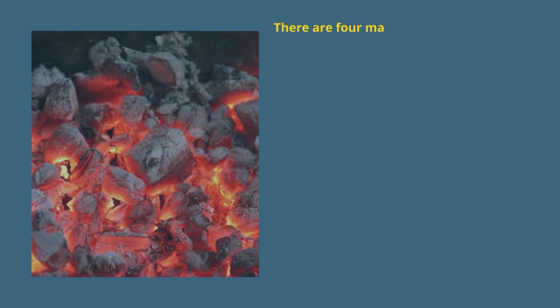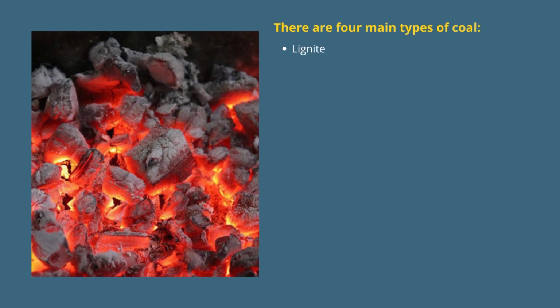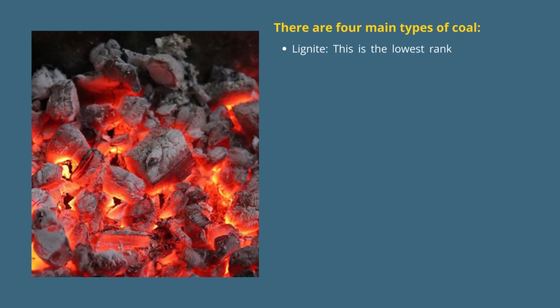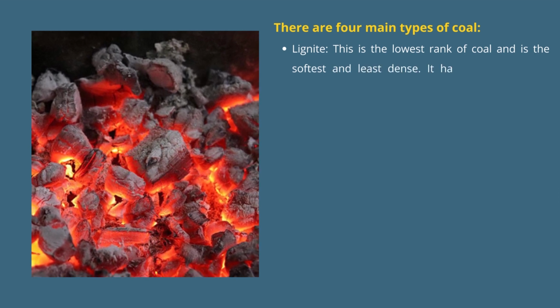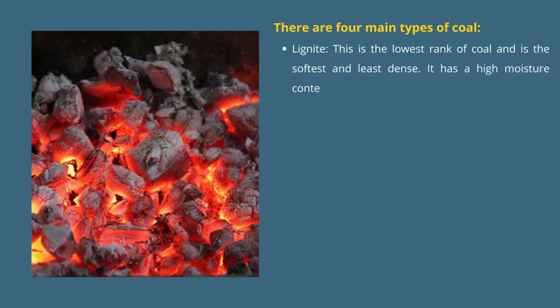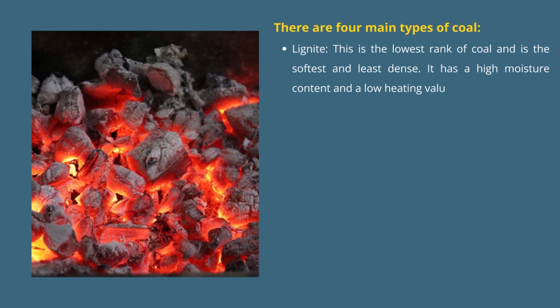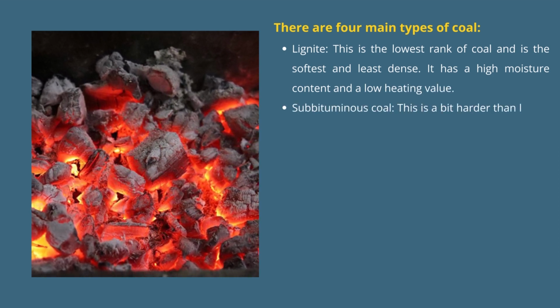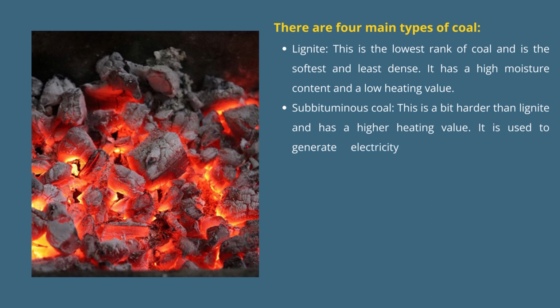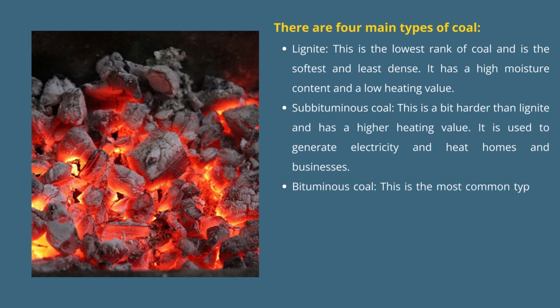There are four main types of coal. Lignite coal is the lowest rank of coal and is the softest and least dense. It has a high moisture content and a low heating value. Subbituminous coal is a bit harder than lignite and has a higher heating value. It is used to generate electricity and heat homes and businesses.